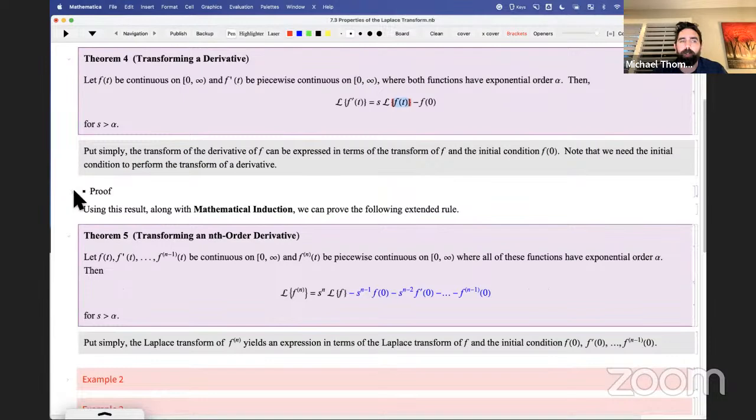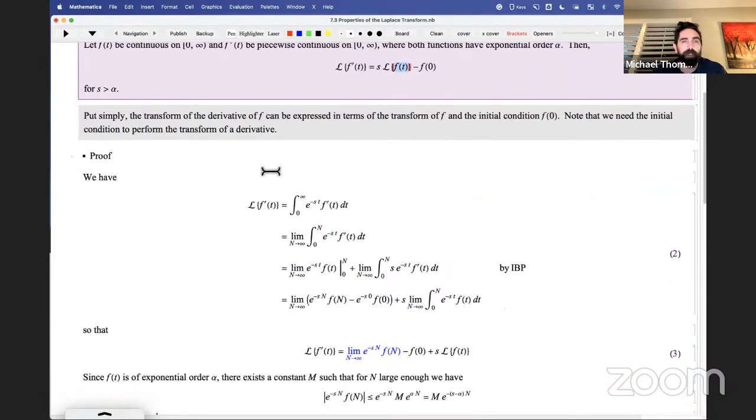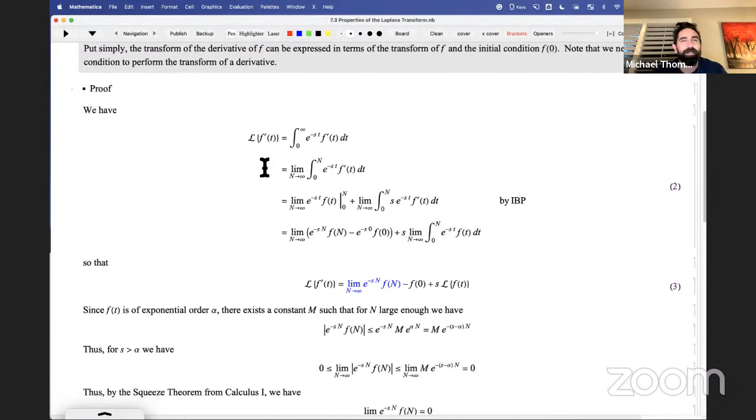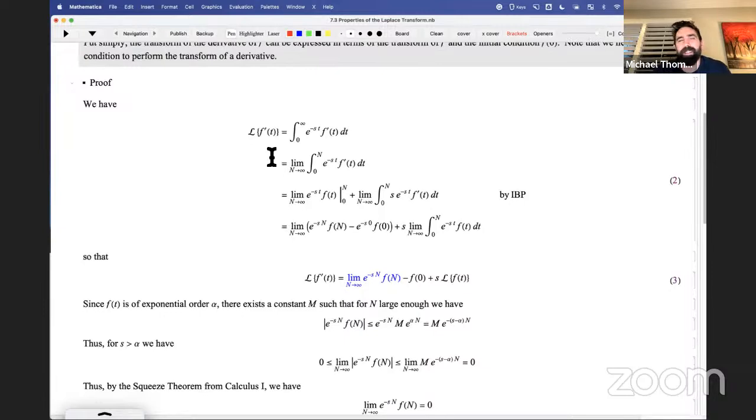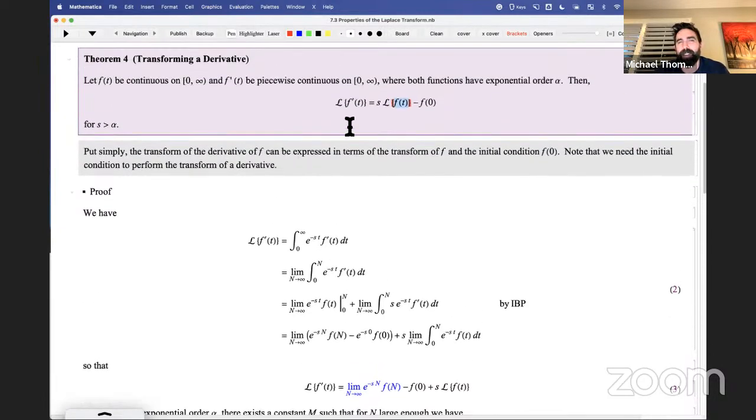Okay, so let's look through the proof. Again, this is one of those things where it's important to see just so we know what we're doing. So here we go. We're going to start on the left here. By definition, you take the f prime and plug it into the definition. Is that okay? Now, by the definition of an improper integral, we change that to an n, and we take the limit as n goes to infinity. Is that okay?